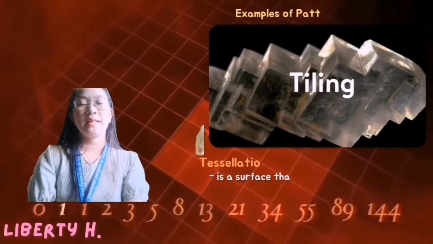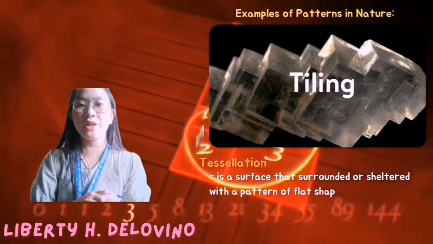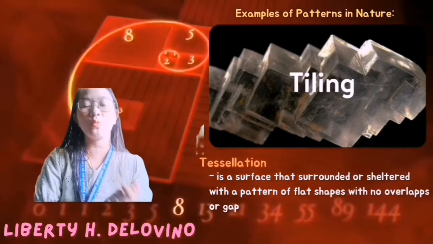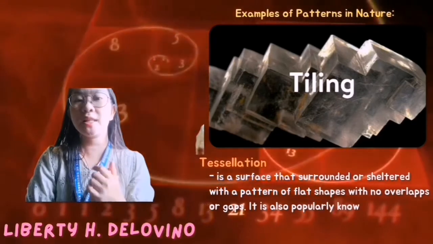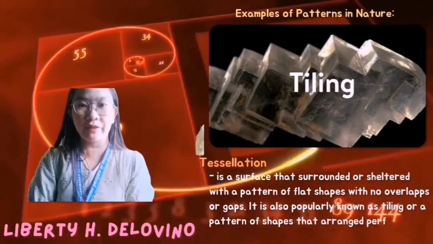Next is tessellation or tiling. It is a surface that's covered with a pattern of flat shapes with no overlaps or gaps. It is also popularly known as tiling, or a pattern of shapes that arrange perfectly together.